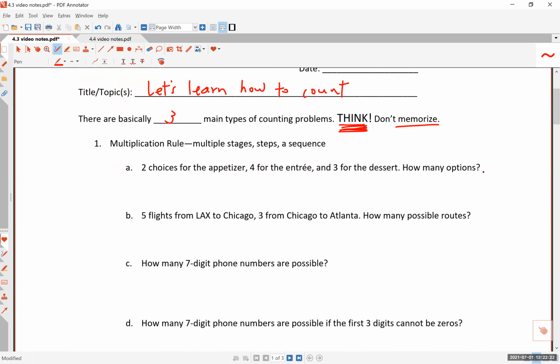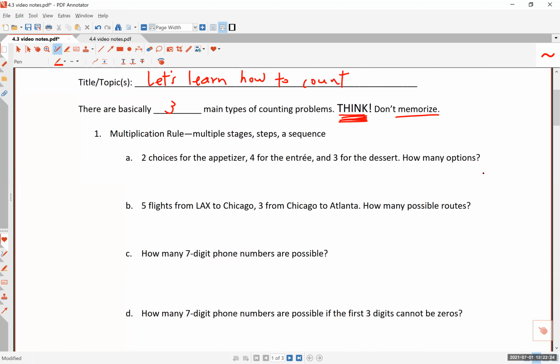Okay, so the first way of counting is this thing called the multiplication rule. Okay, what in the world is the multiplication rule? Well, when things take place in multiple stages or steps or in a sequence, right? What you have to do is to draw a tree diagram or to use what is called the multiplication rule, because what you have to do is basically to multiply the different choices you have in each stage.